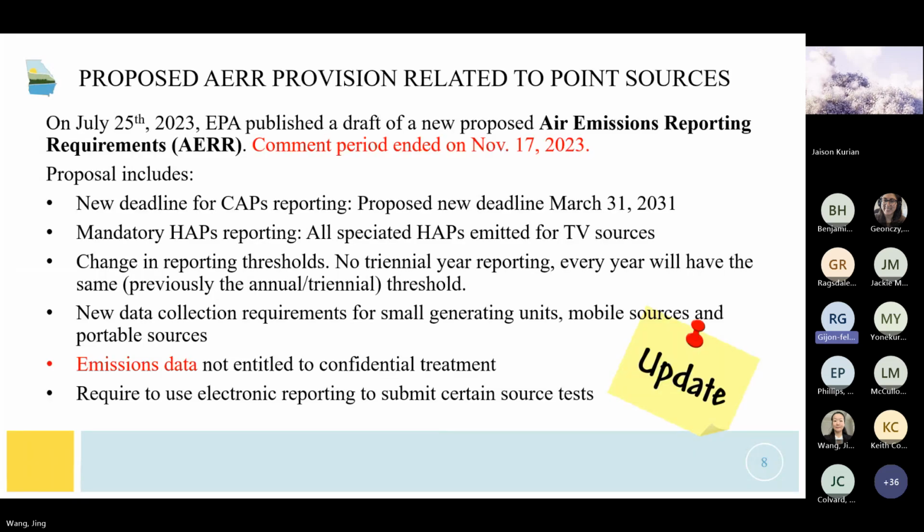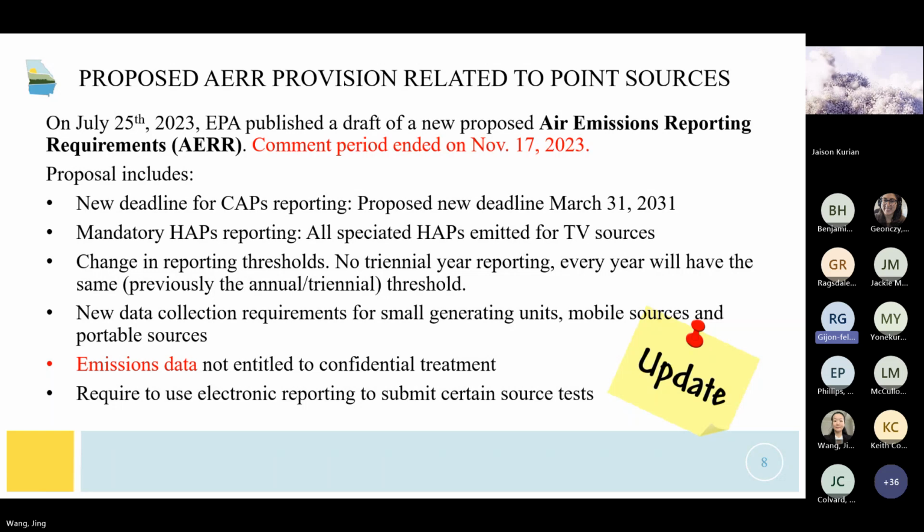I'll now be going over some of the proposed rule revisions to the AERR. On July 25th, 2023, so last year, EPA announced some proposed revisions to the AERR. They gave states a comment window where we could submit any comments, which a lot of states chose to participate in, Georgia included. But as a summary, some of the proposed revisions or changes to the rule included new deadlines for criteria air pollutant reporting. That new proposed deadline would be March 31st, 2031, which is a much earlier deadline than what it is now. It also included mandatory hazardous air pollutant reporting. As of now, it's not mandated across the board. Georgia actually is voluntary. It's voluntary to report your HAPs in the state of Georgia. So this revision would make it so that this would become mandatory.